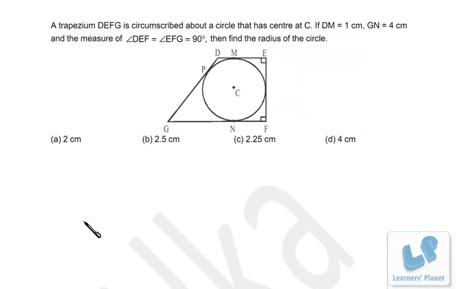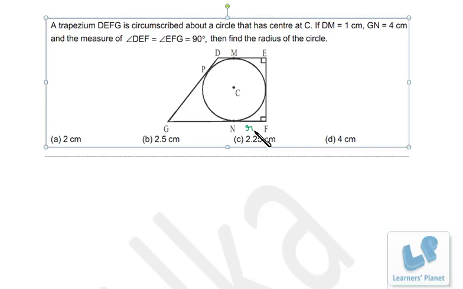Now this problem. A trapezium DEFG is circumscribed about a circle that has center C, DM is 1, GN is 4, and the measures of angles DEF and EFG are given. Find the radius of the circle. Now we assume that the radius of the circle is R. So this length is R, this length is 2R, this length is R, this length is 1, MD is 1.